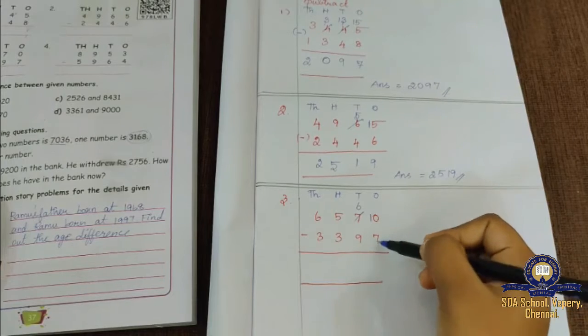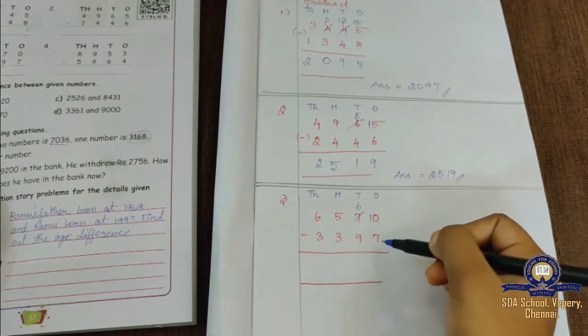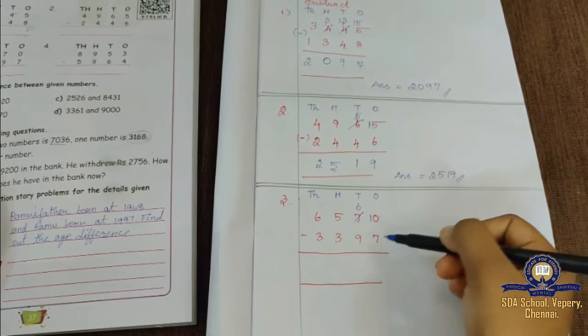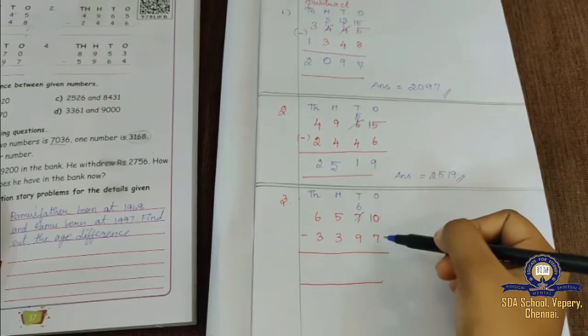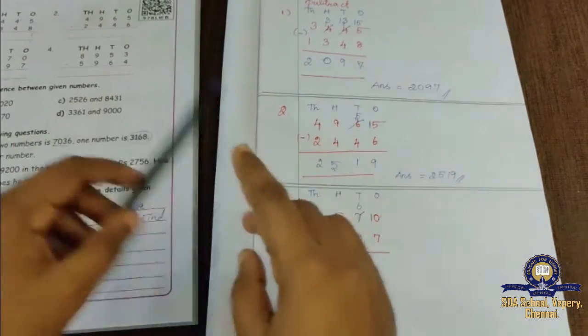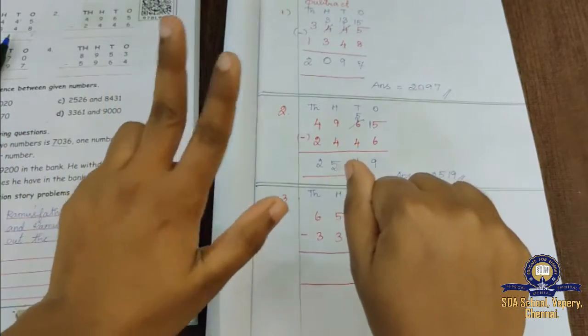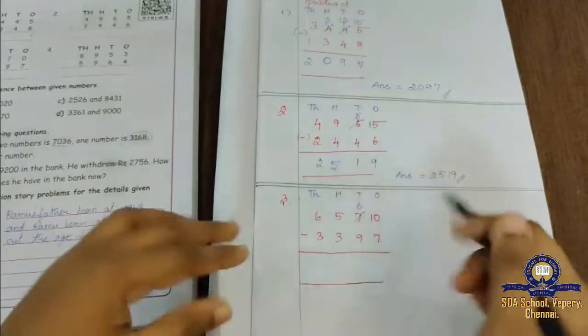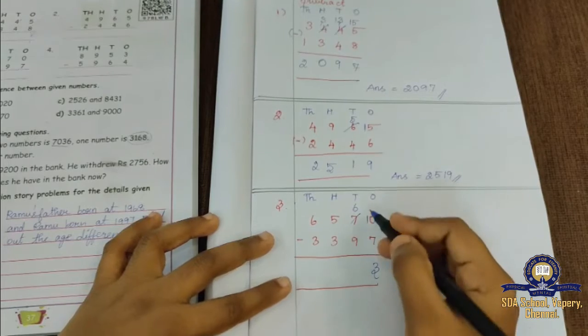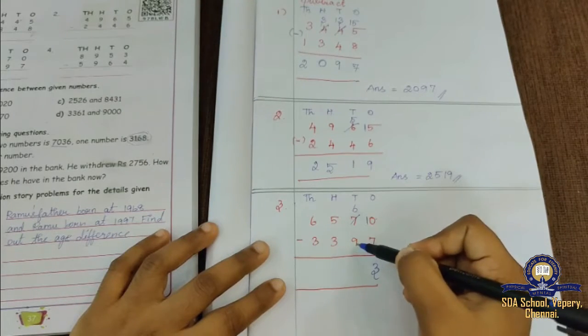So what is 10 minus 7 now? We have 10 and here 7. So 10 is bigger than 7, so we can subtract this. So what is 10 minus 7? 10 minus 7 is 3. So write 3. So can we subtract 6 and 9?